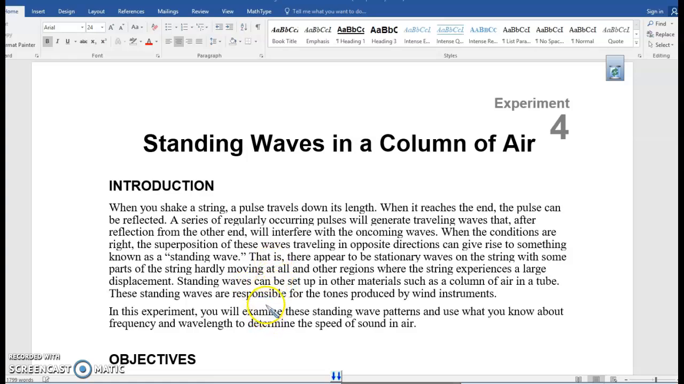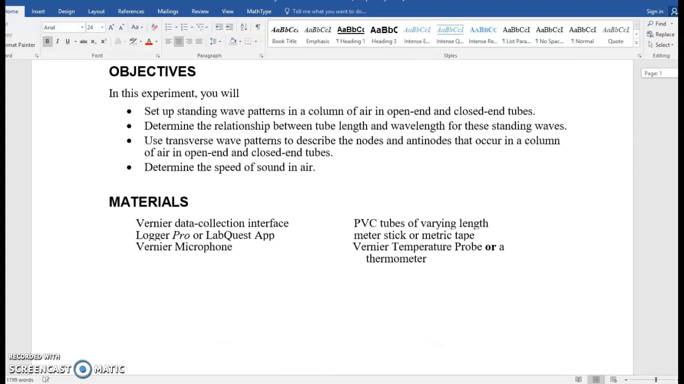All right, so some objectives in this are going to be to take some data, which of course we can't really take, but we're going to take some data like we're setting up wave patterns in a column in an open-ended and a closed-ended tube. And we're also going to determine the relationship between tube length and wavelength, and you have that in your notes. I think it's slide 28, I believe.